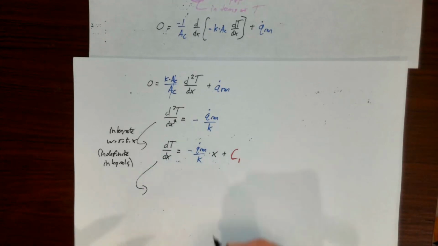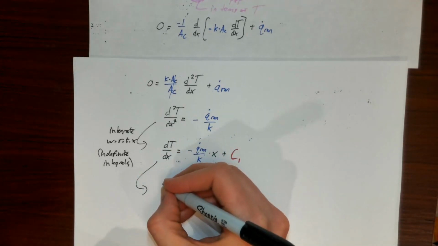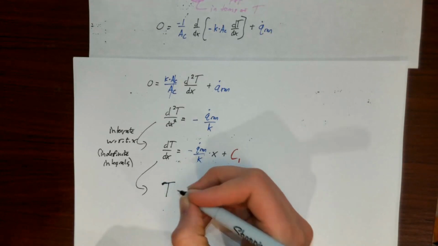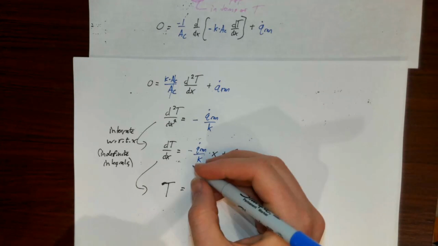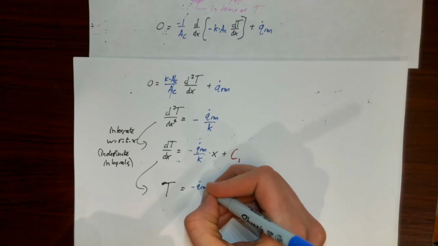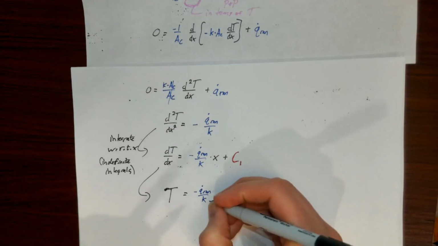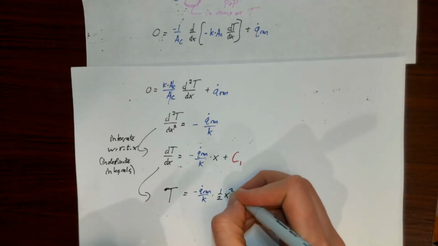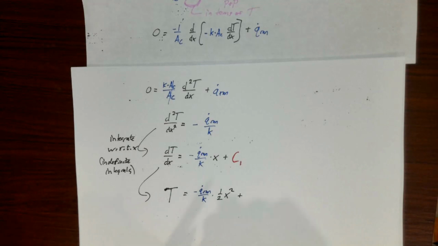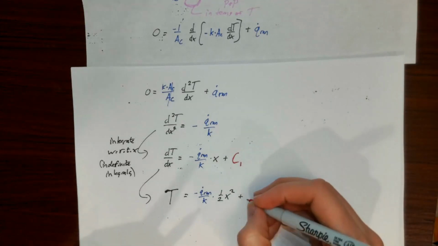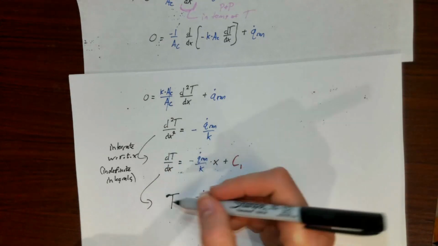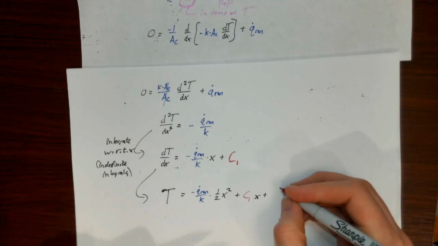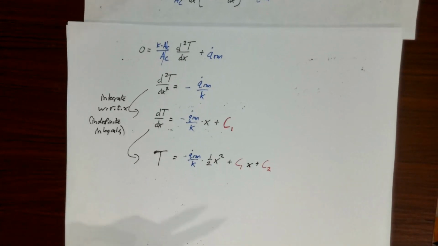We can integrate again with respect to x, same business here. When I integrate dT/dx, I'm left with just T. On the right-hand side, I get minus q dot of my reaction over k times 1/2 x squared, plus when I integrate C1 with respect to x, I get C1 times x. And then, I did another indefinite integral, so I get another, as of yet unknown constant of integration. So here I have two constants of integration that I need to resolve.